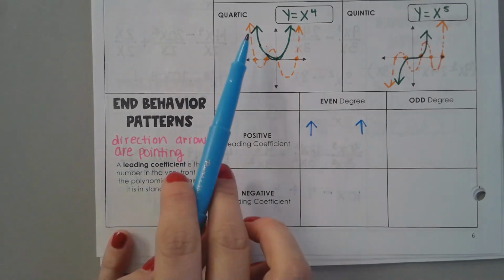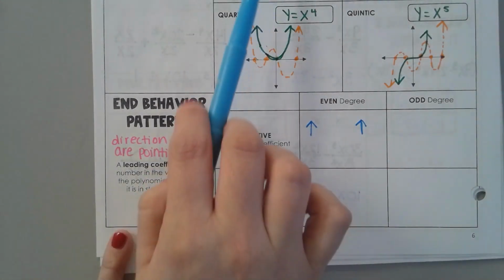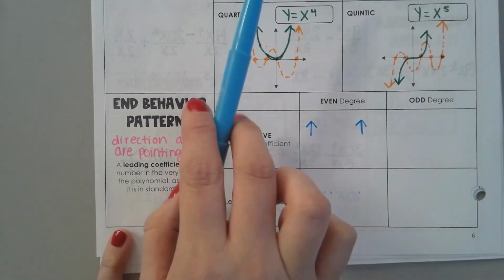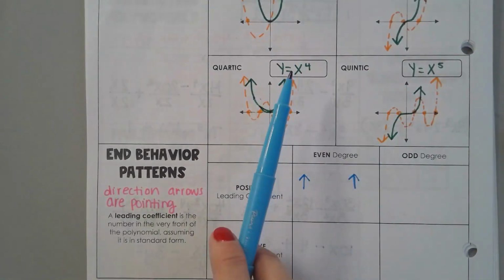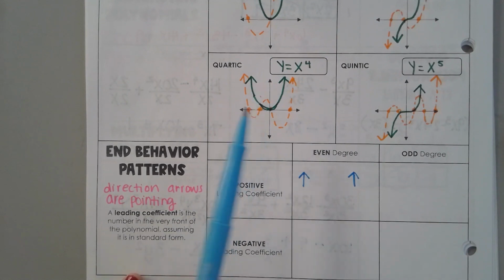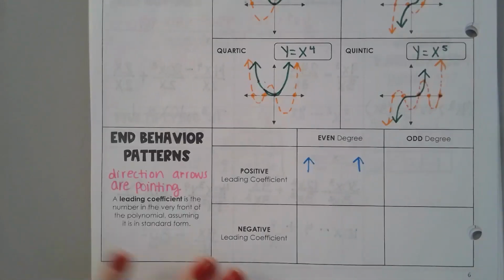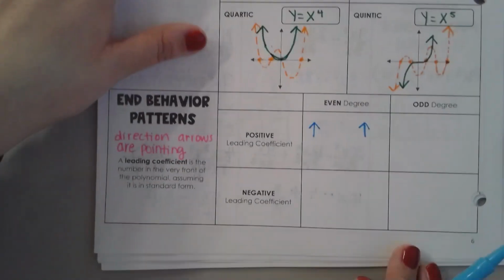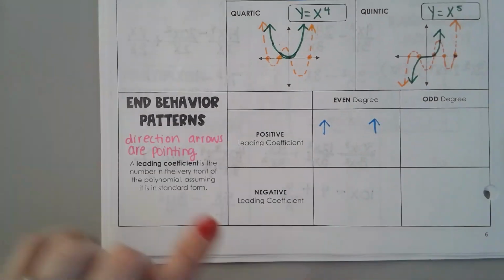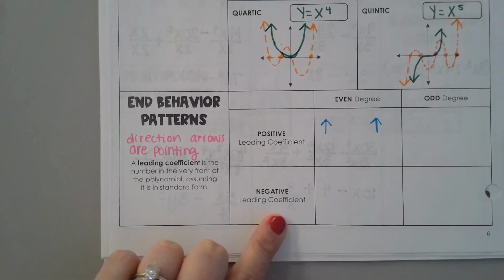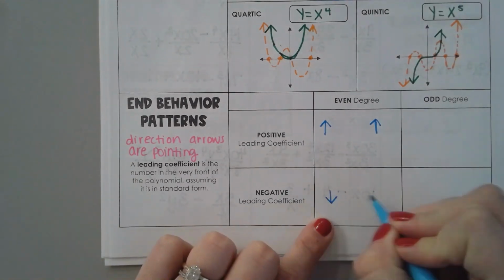That's just like these examples right here. Those had an x squared and x to the 4th. That's an even degree, and I didn't have a negative in the front, and those arrows pointed up. If it's an even degree, but I have a negative number in the front, they both point down.